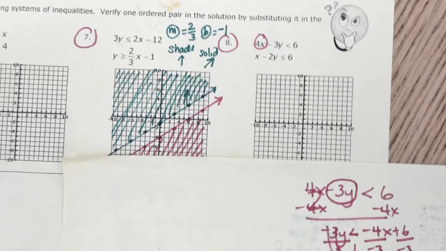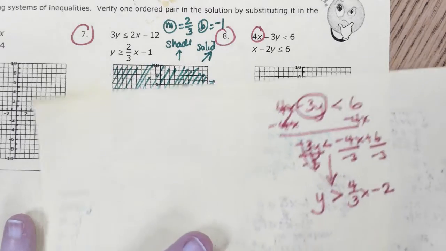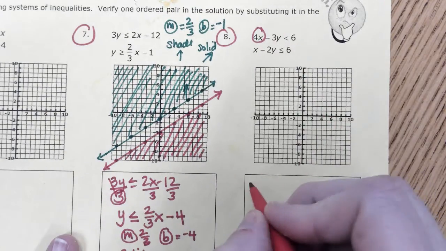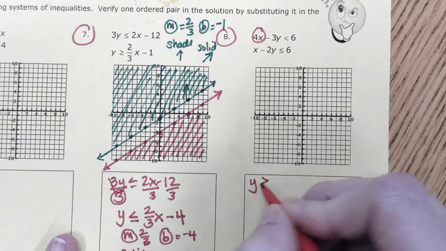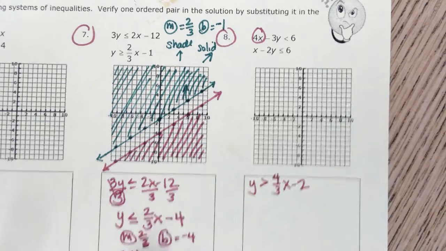Okay, sorry about that. All right, so let's take a look now. Now I've got 4x. Okay, so I already finished it. So I have, let's write it down here. I have y greater than 4/3 x minus 2.